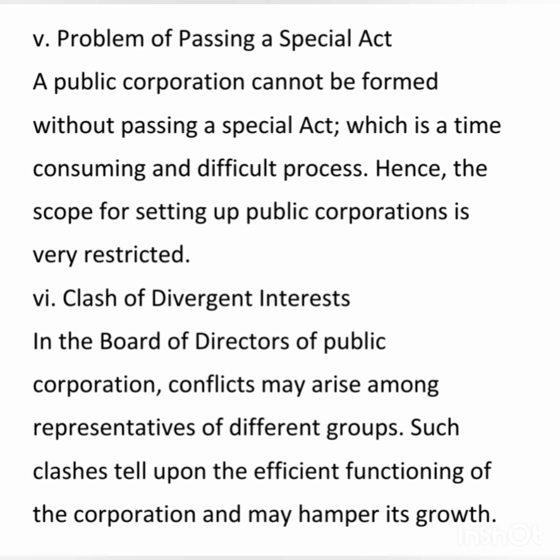So next one is clash of divergent interest. Divergent means what? Diversity. That is, different interests of different persons. So when different interests, that is different opinions, arise, there becomes a clash. Clash means what? Misunderstanding, fights between the persons in the public corporations. So within the board of directors of a public corporation, conflicts may arise among the representatives of different groups. According to those clashes, the functioning of the public corporation cannot be developed because the growth is being hampered. Hampered means hindrance for the growth of public corporation.